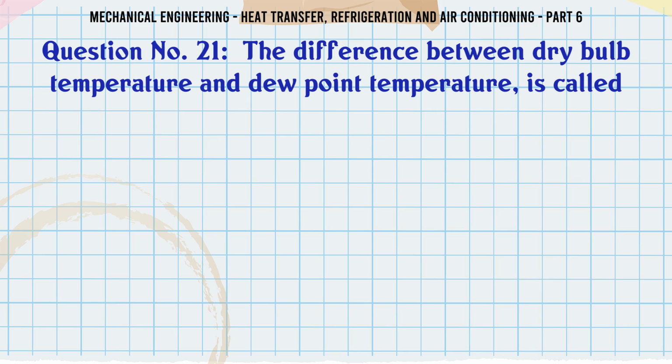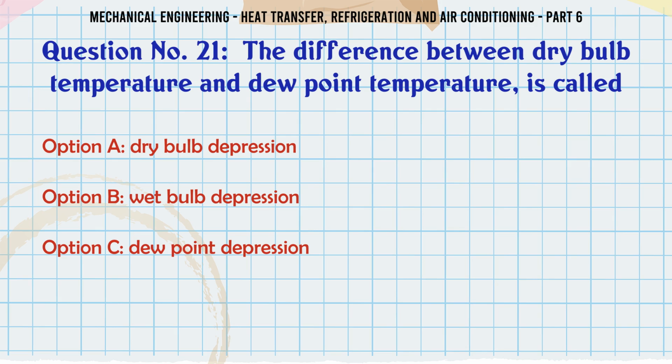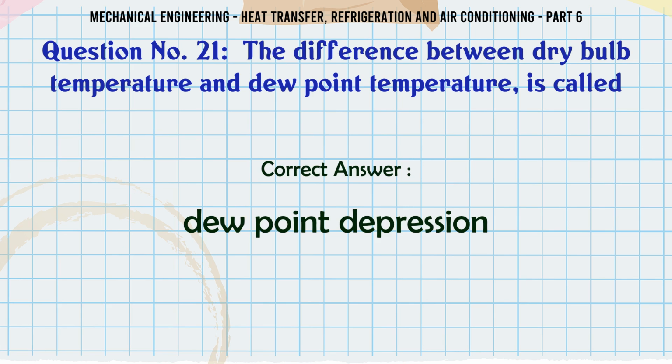The difference between dry bulb temperature and dew point temperature is called A. Dry bulb depression, B. Wet bulb depression, C. Dew point depression, D. Degree of saturation. The correct answer is dew point depression.